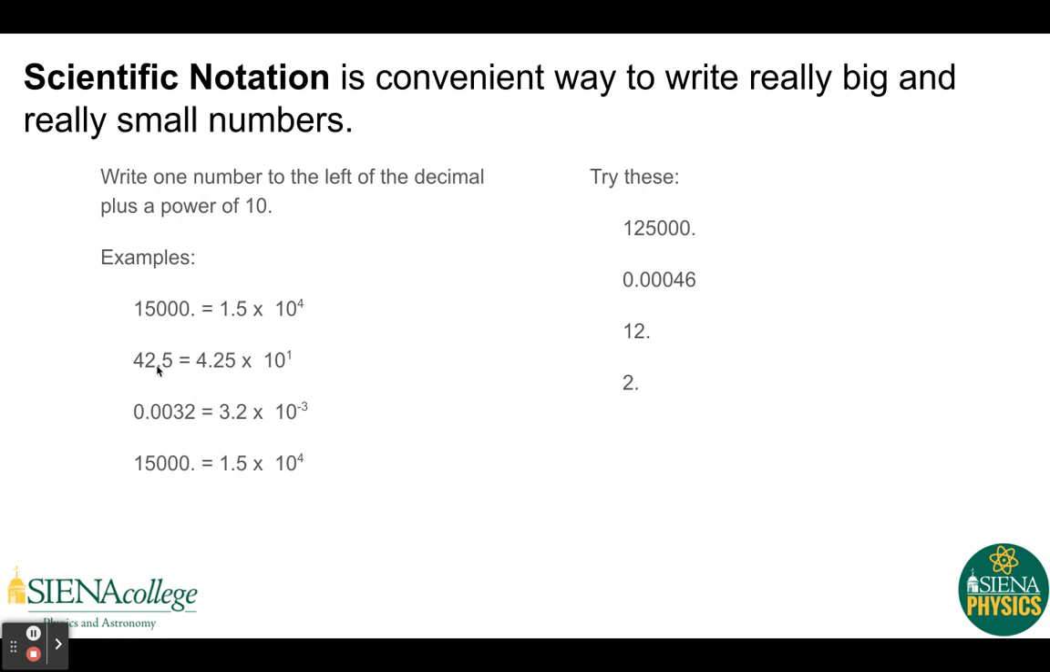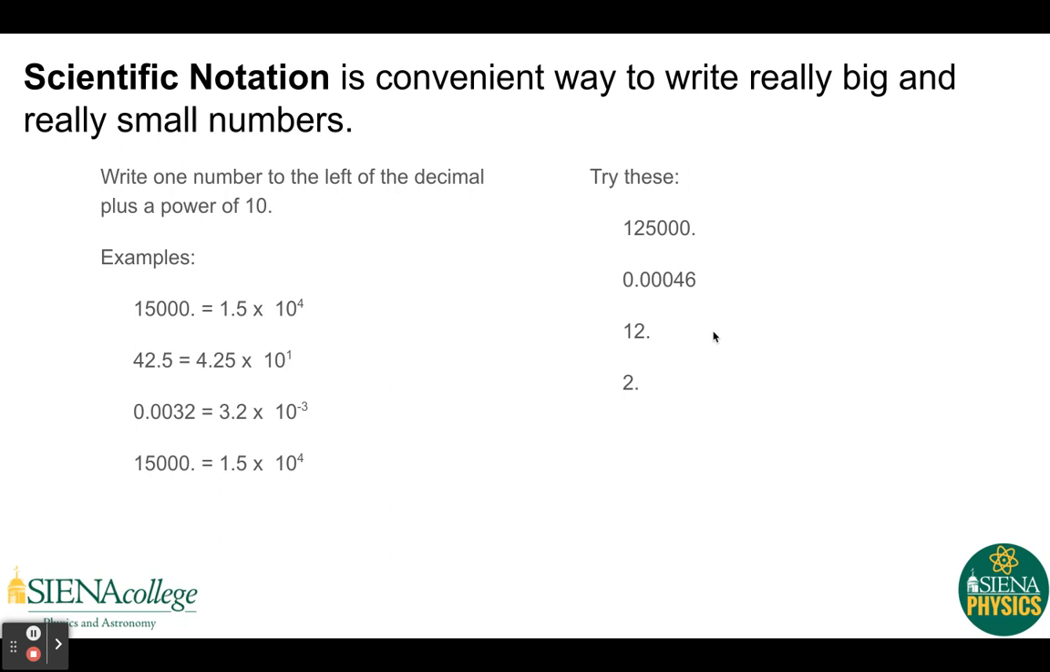If we looked at 42.5, I'd have to move my decimal over 1 to get between the 4 and the 2. So 4.25 times 10 to the 1. For small numbers, we have to move it the other way. So 1, 2, 3. I have to move the decimal place 3 places to get between the 3 and the 2. So 3.2 times 10 to the minus 3. I'm not sure why we had 1500 twice.